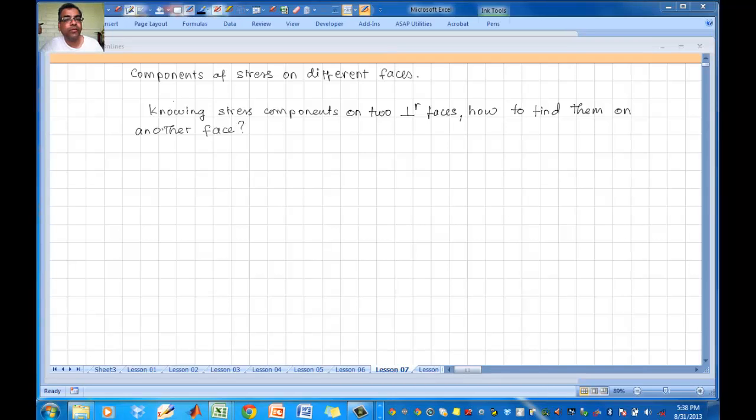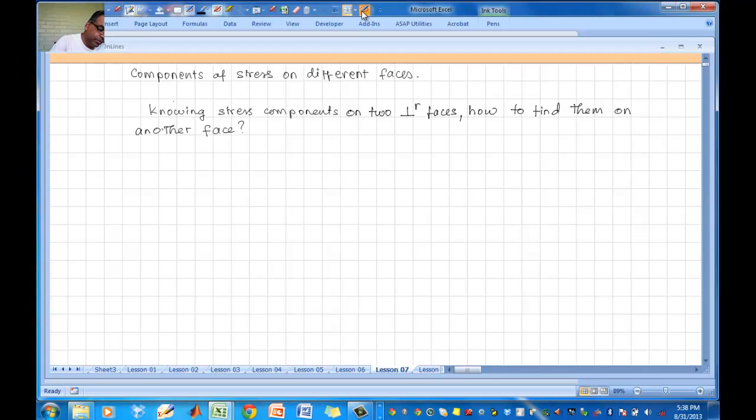Today we are going to talk about a very important aspect of elasticity, which is to find the components of stress on different faces. Our task is the following. I know the components of stress on two perpendicular faces. How do I find them on another face? What do I mean by that? What I mean is the following.